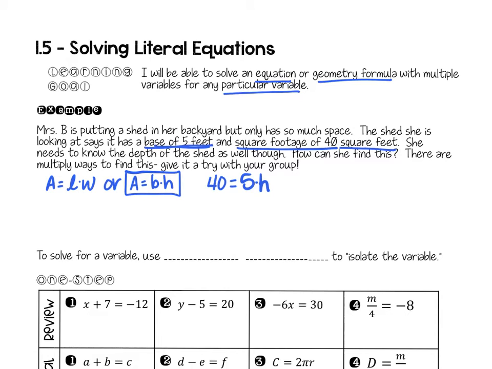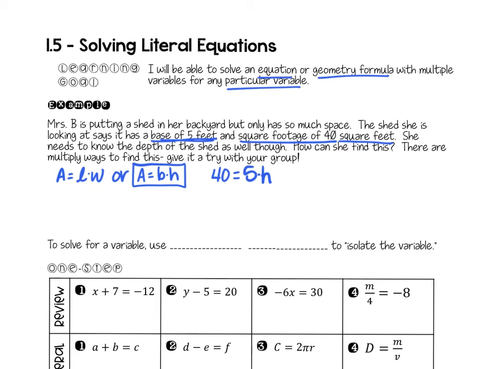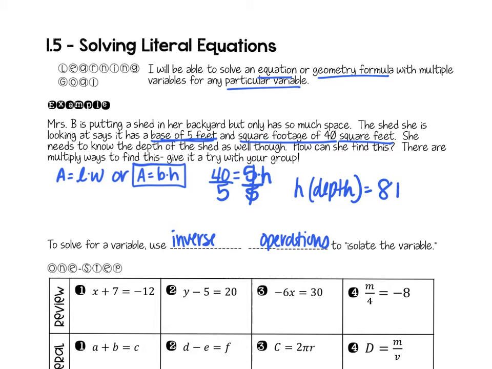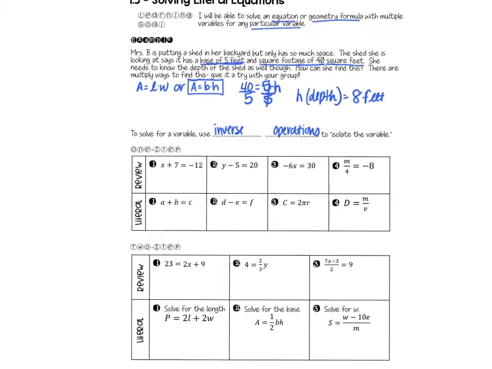So all I'm doing is inverse operations. To solve for a variable, use inverse operations to isolate the variable. So in this case, I would divide by 5, which would give me a height or depth of 40 divided by 5 is 8 feet. So that's how we would usually do that.